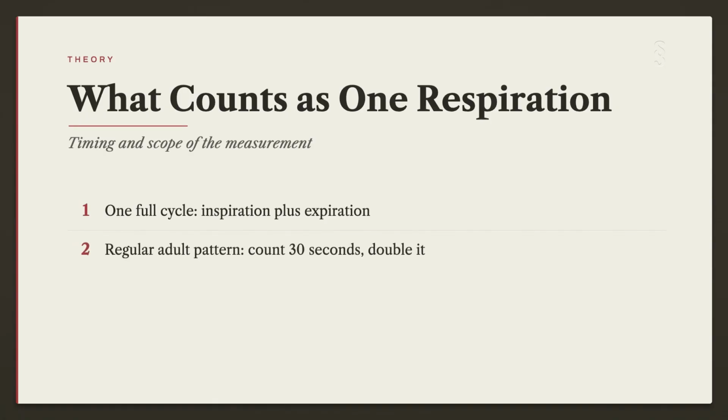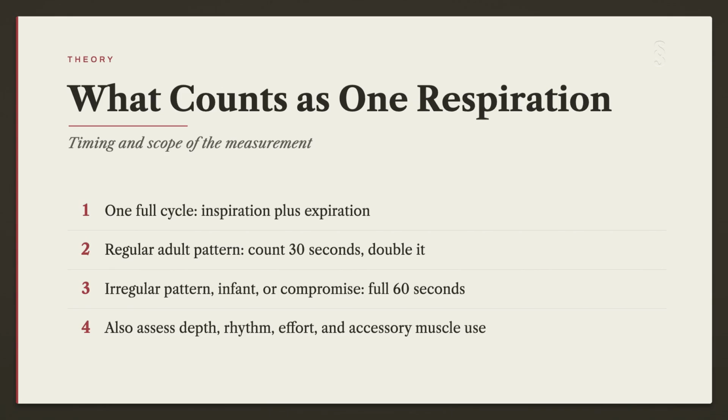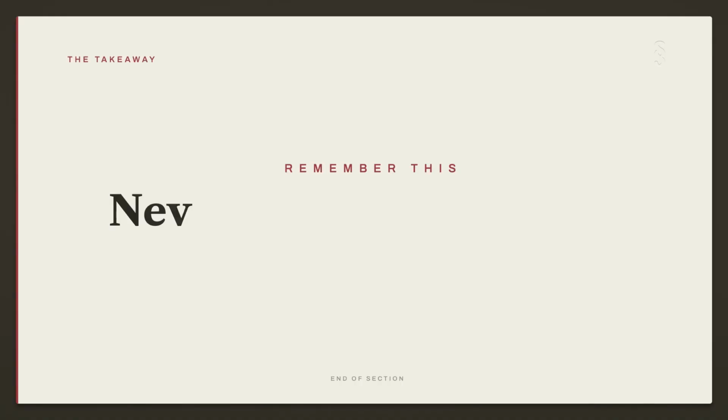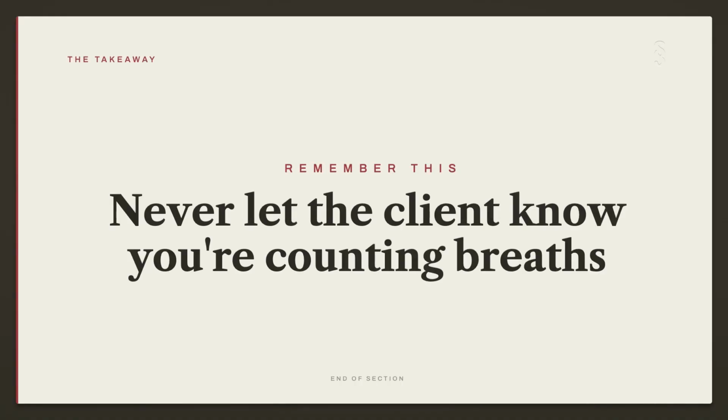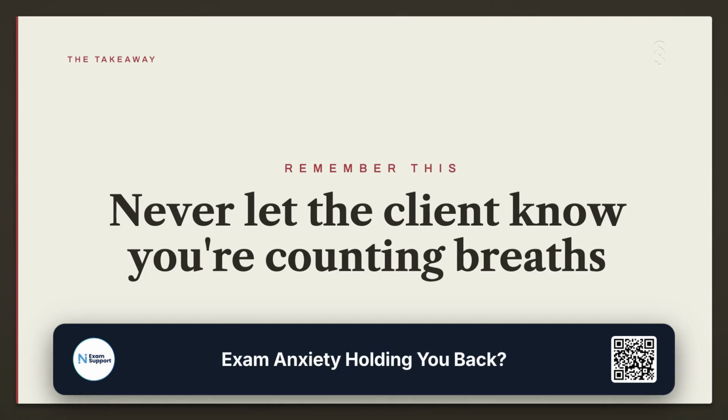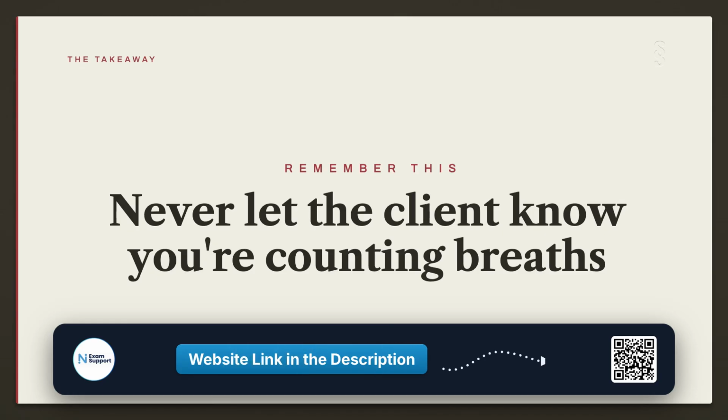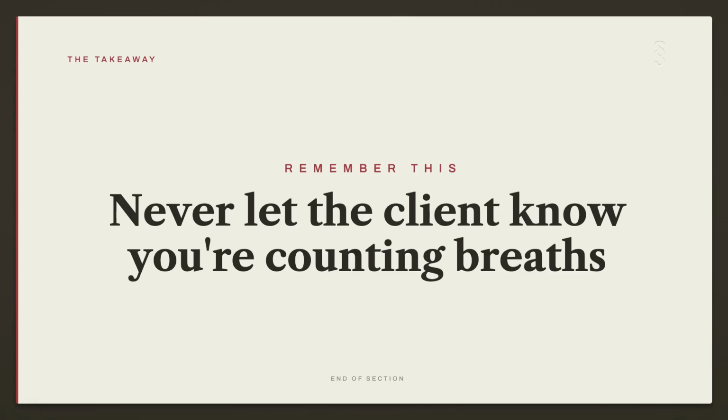Regular adult breathing can be counted for 30 seconds and doubled, but irregular patterns, infants, or clients in respiratory distress require a full 60 seconds for accuracy. Depth, rhythm, effort, and accessory muscle use all matter too, since the rate alone only tells part of the story. Any answer choice that tells the client to breathe normally or count along defeats the entire purpose, because awareness itself changes the breath. An accurate rate always depends on timing, technique, and the client's condition in that moment.